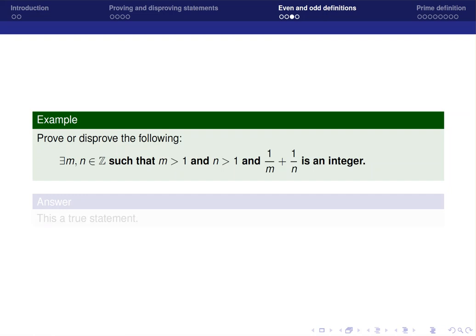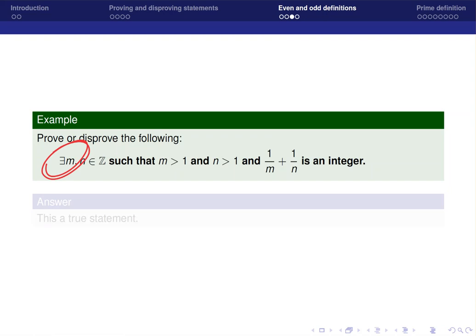The next statement that we have to prove or disprove says the following. Prove or disprove that there exists an m and an n in the integers such that m is greater than 1, n is also greater than 1, and not only that, but 1 over m plus 1 over n is an integer. So this is an example of an existential statement.